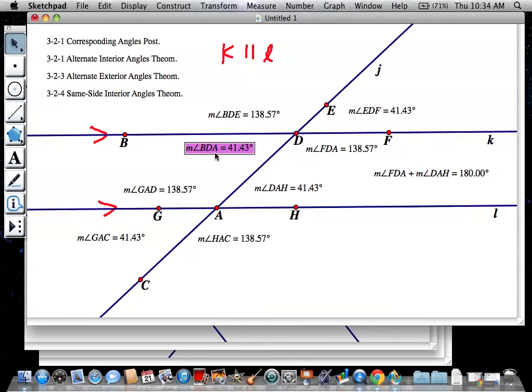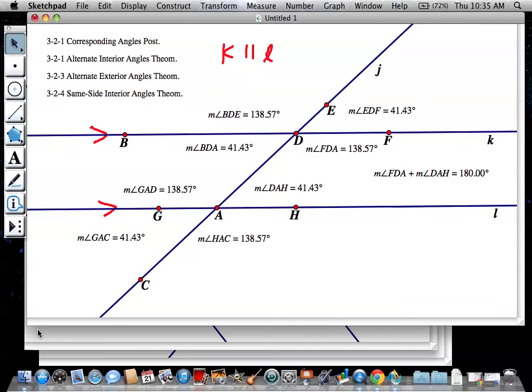The same thing goes for BDA and angle GAD. They are supplementary. They're the exact same numbers. So they add up to 180 degrees. That is the same side interior angles theorem. The two inside angles, same side, add up to 180 degrees. So that's all four of our postulate and theorems. And this only works if the lines are parallel. If K and L aren't parallel, then none of these theorems and postulates hold true.